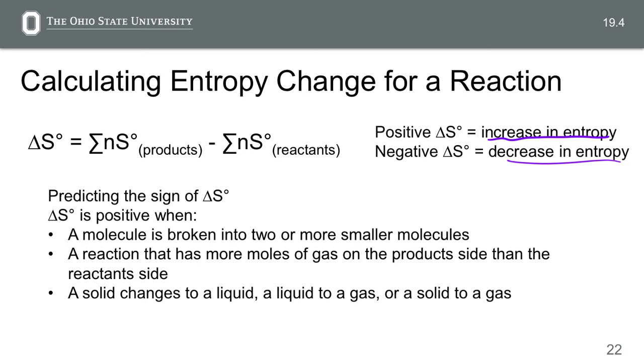There are ways that we can predict, based on the reaction itself, whether a delta S value will be positive. We sort of looked at this with our multiple choice question. We can see a positive delta S when a molecule is broken into 2 or more smaller molecules, or if we have a reaction that has more moles of gas on the product side than the reactant side. So there's more moles formed than we started with, and that's just for gas. Or, as we've seen, as a solid changes to a liquid, liquid to a gas, or a solid to a gas.